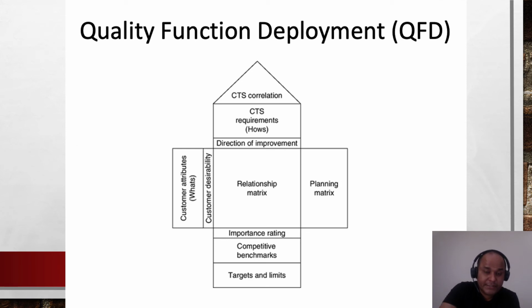Quality function deployment. This is the graph of quality function deployment. CTS correlation, CTS requirement, how it is going to happen, and direction of improvement. Relationship matrix, and on the left side are the customer attributes, customer desirability and planning matrix, then importance rating, competitive benchmark, and targets and limits.